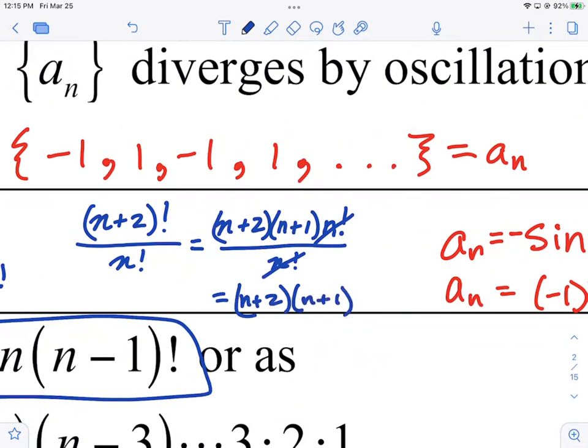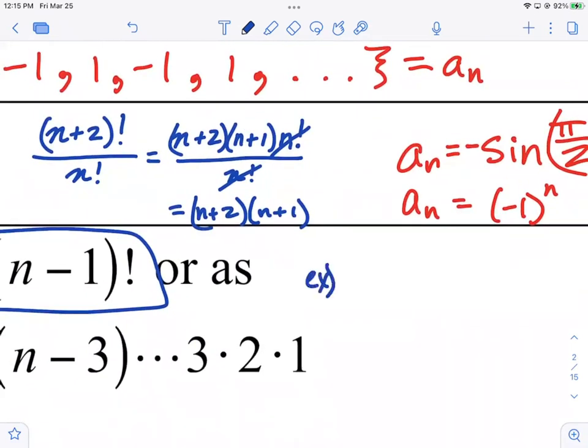Okay, so we're going to be simplifying factorials quite a bit. Here, you try this one. You simplify n factorial all over n minus 3 factorial. Simplify it.